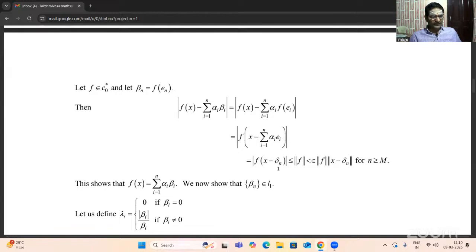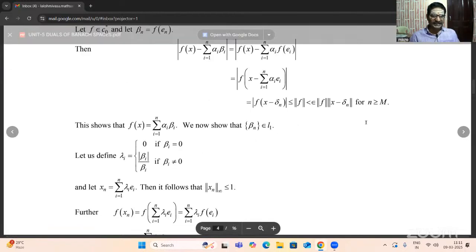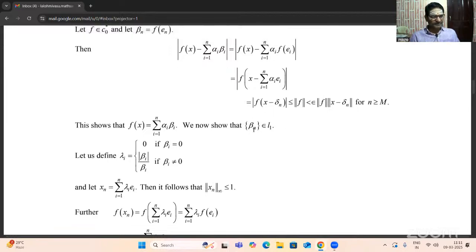So the absolute value of f of x is less than norm f into norm of x minus del n, which is less than epsilon. Here n is always greater than or equal to M, because f of x equals the summation of alpha i and beta i. So the sequence beta n also belongs to l1, because that is the functional representation on the dual space. Say this is l1.